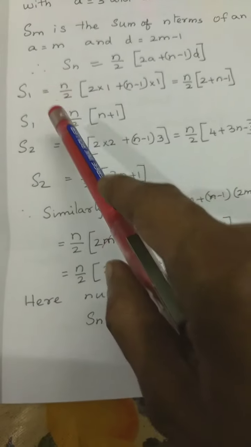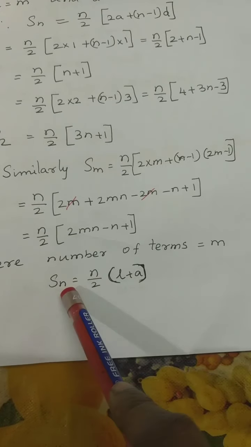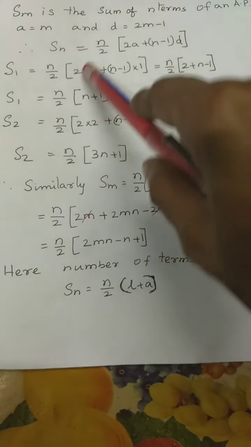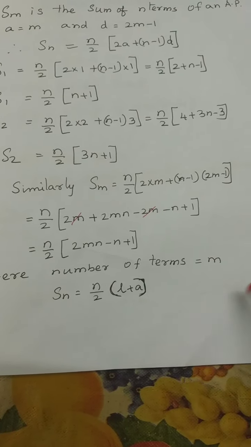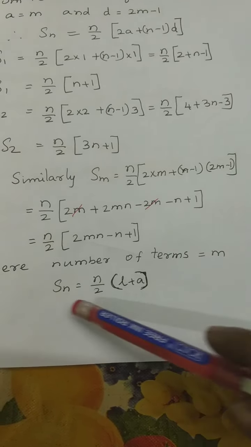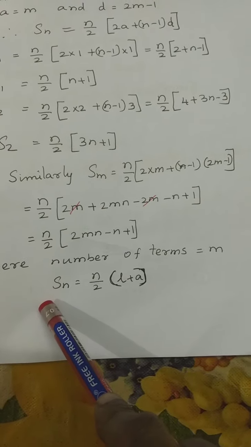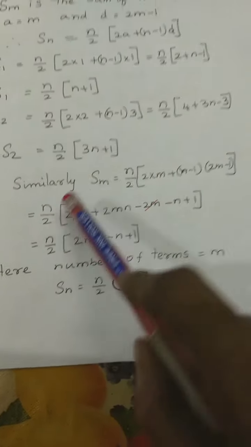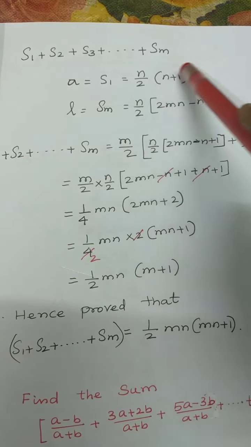Okay, S1, S2 and Sm we found. Here the number of terms is m, Sn is equal to n by 2 into L plus A. Here Sm we have found, then the first term we have found. So using that we have to add all these, S1 plus S2 plus and so on plus Sm. Okay, now we have to add all these. Sn is equal to n by 2 into L plus A. Here the last term is this, then the first term is this. S1 plus S2 plus S3 plus and so on Sm.